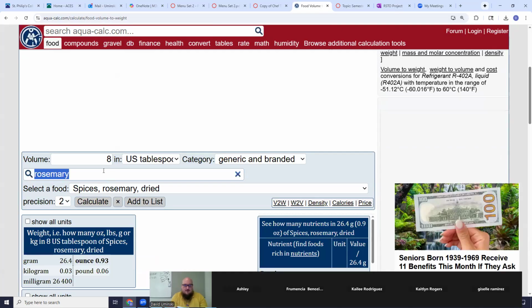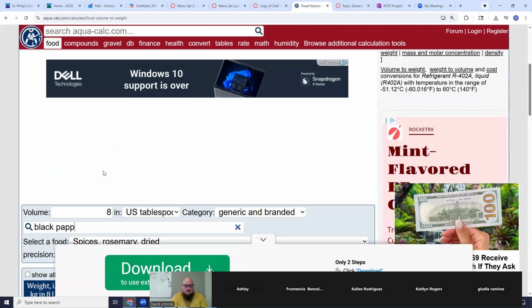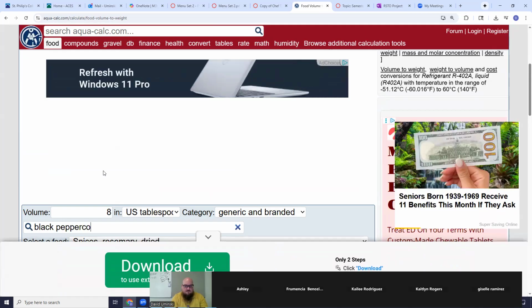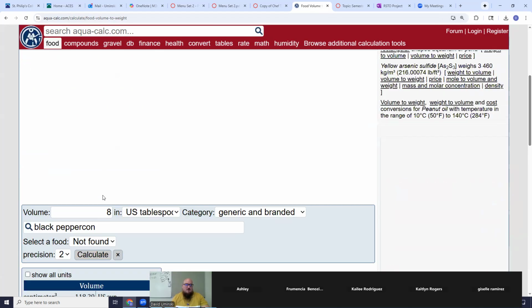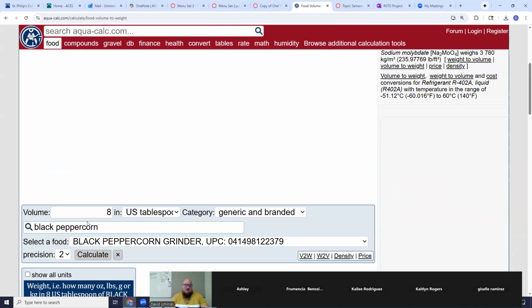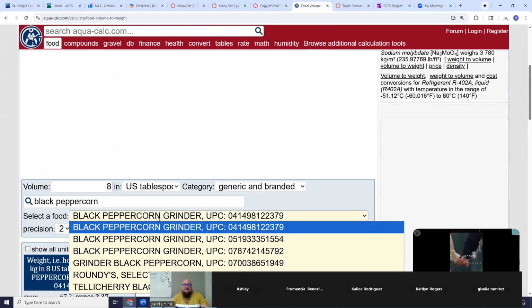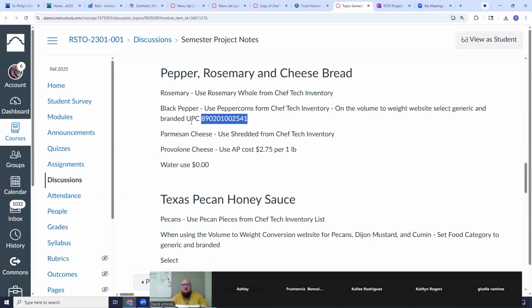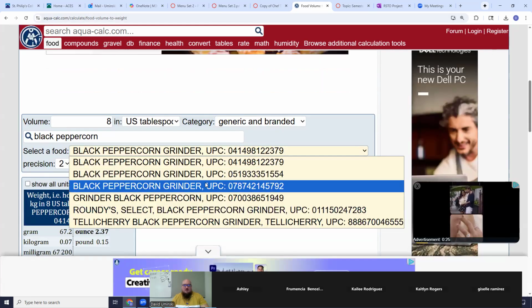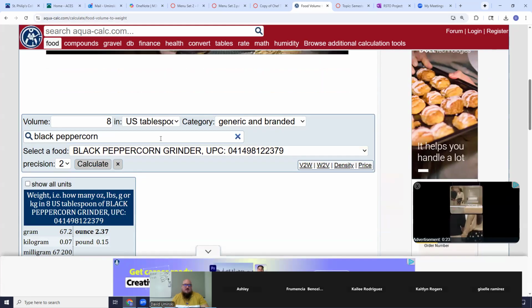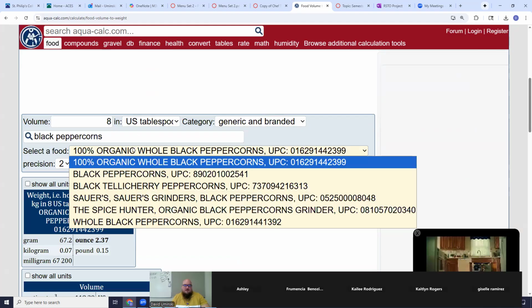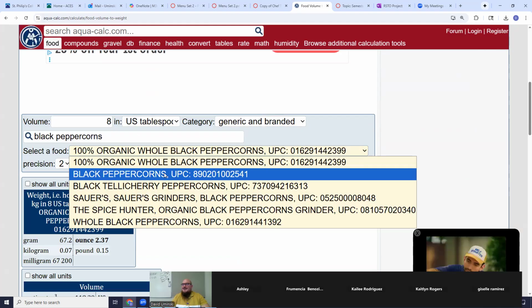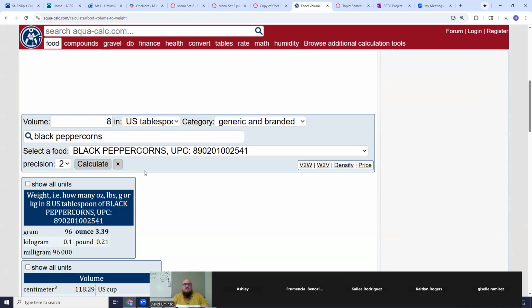And then black peppercorns. Oops, it's not found. So let's just do peppercorn. Okay. So black peppercorn, and we're looking for UPC 890201. That's not on there. There it is right there. Peppercorns with an S. So that's where we're going to find that.